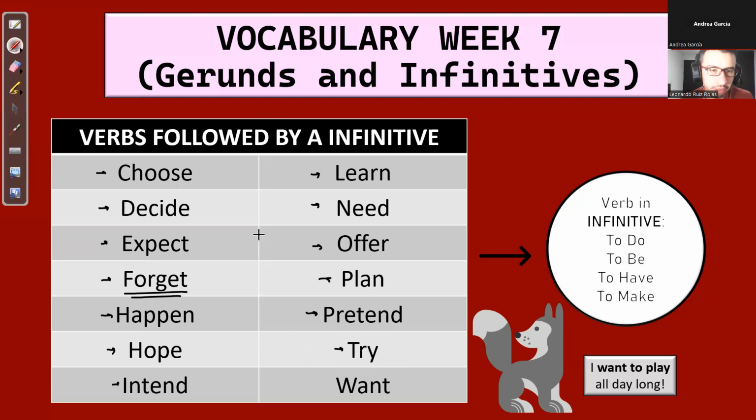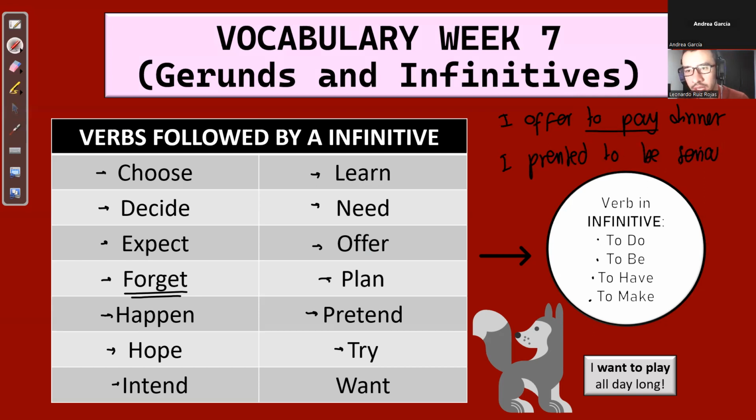So which are easy verbs, right? Normally in this case, they are followed by to and then the verb in infinitive. For example, I offer to pay the dinner. Not I offer paying, no. I pretend to be serious. Yo como que intento ser serio, right? But I'm not that serious, so I pretend to be serious. Or I try to, or I decide to, or I expect to, right?